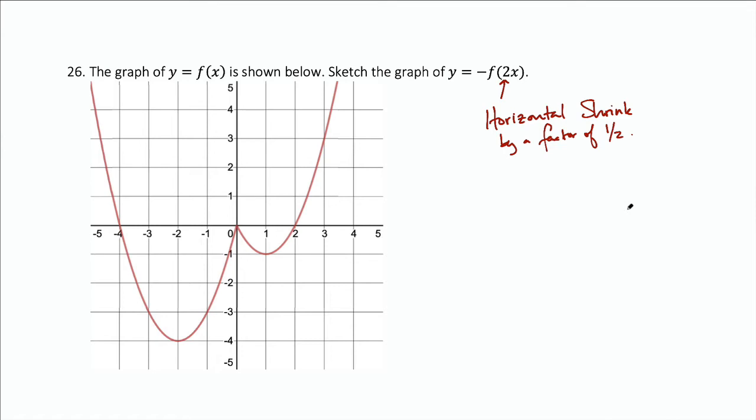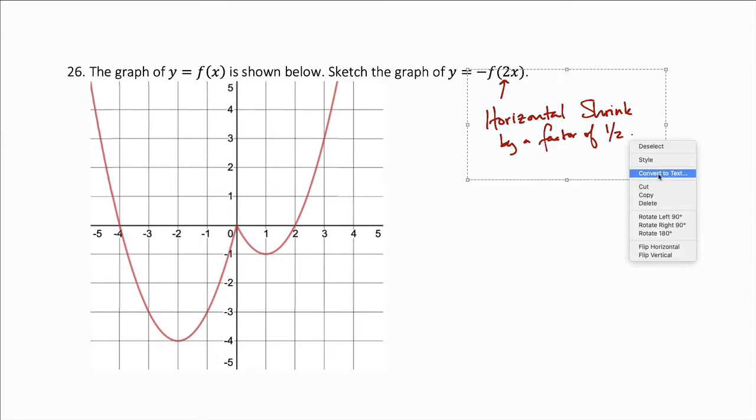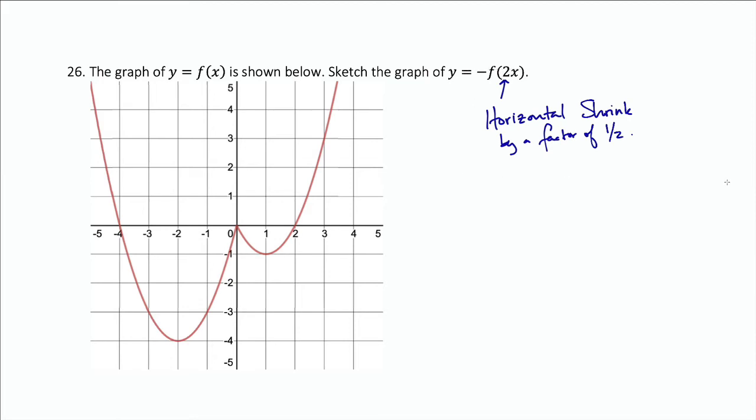Now, I probably should have used a different color since my starting graph is red. Let me go ahead and change the color on this just so that we're staying clear. Let's take that as blue. So we're going to do now in blue the horizontal shrink by a factor of 1/2.